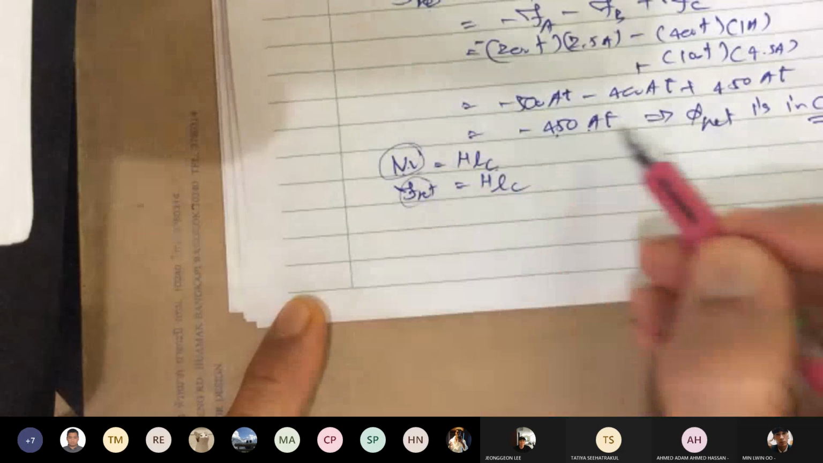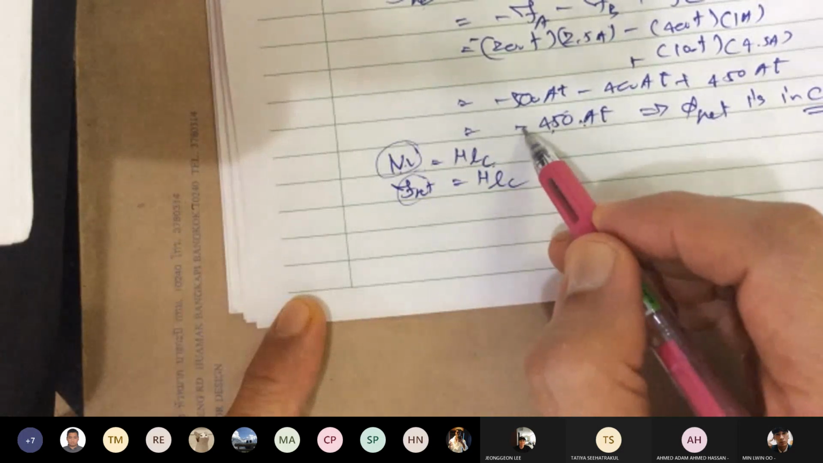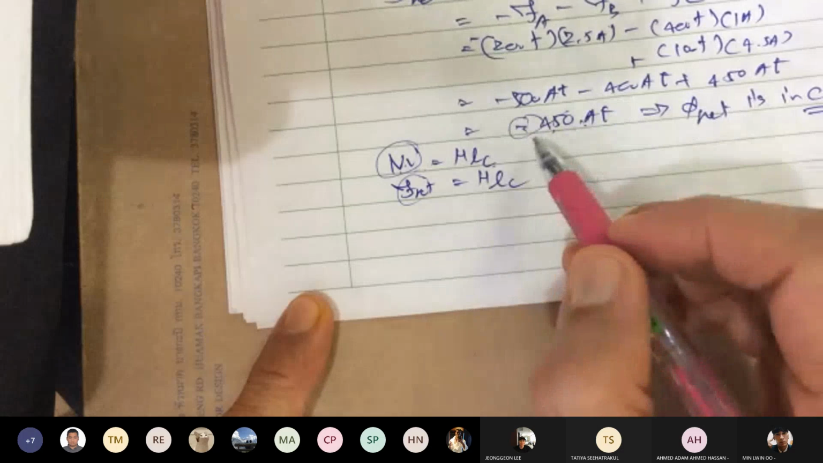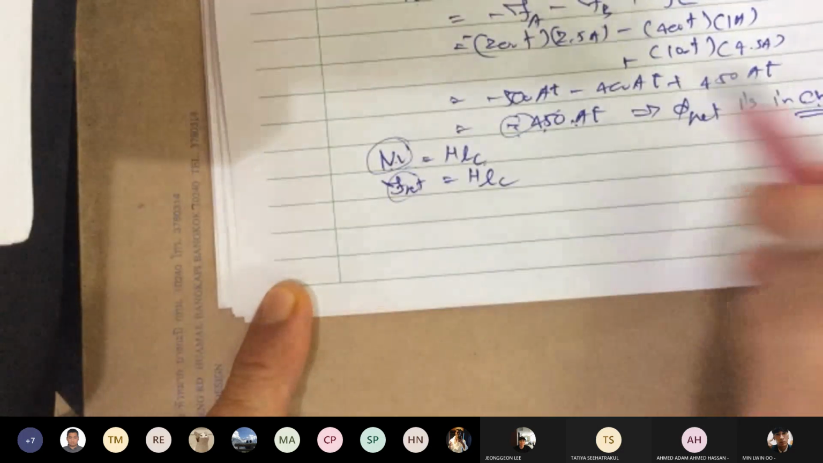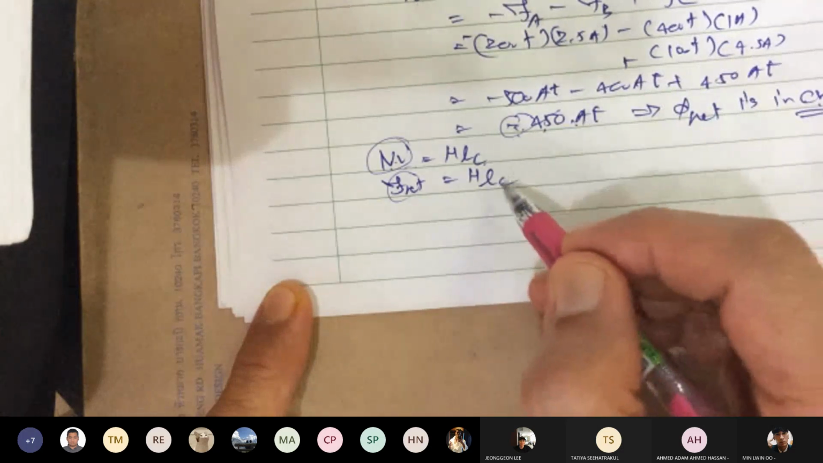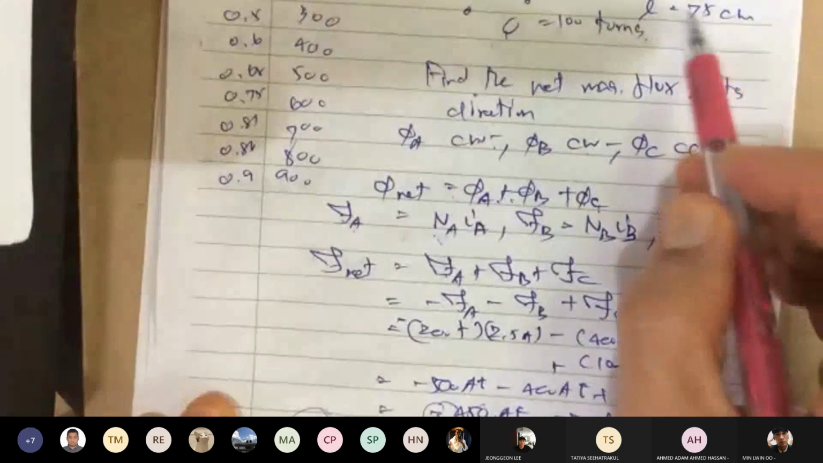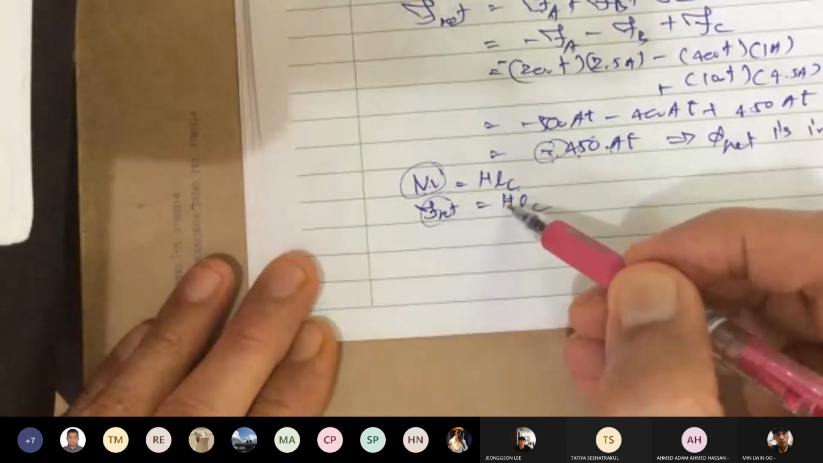Okay, now we know the net earlier. We can omit the negative sign because the negative sign only helps with the directions. You know which way it's going to flow in the core, so we can get rid of that. Now we know LC is given to you as 75 centimeters, which is the magnetic path. What about H? We need to know H. How does that work?